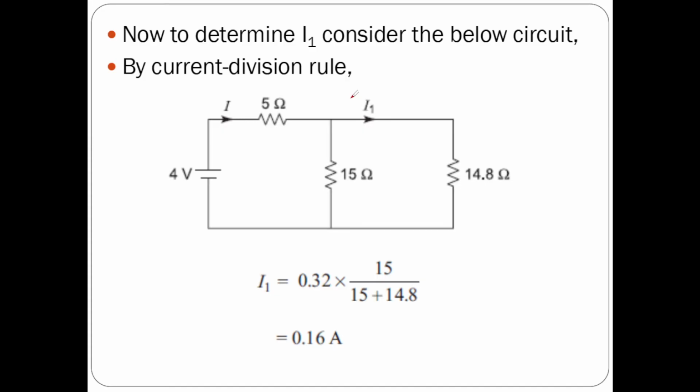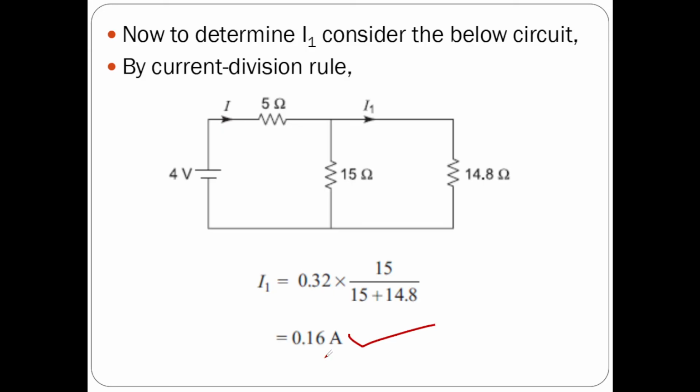So what is the formula? I1 equals I into, this is the I value 0.32, into, since I1 is flowing through 14.8 ohms, the opposite resistance is 15. I into opposite resistance, that is 15, by opposite resistance plus self resistance. So I1 equals 0.32 into 15 by 15 plus 14.8. Just simplify it, you will get I1 equal to 0.16 amperes.